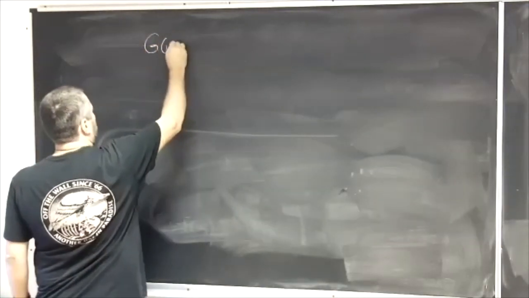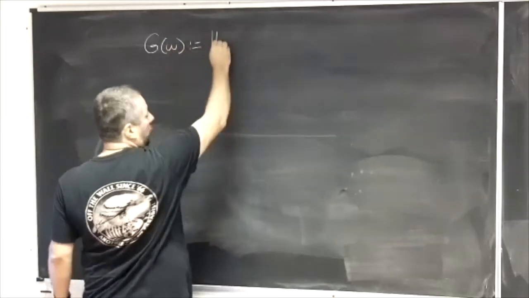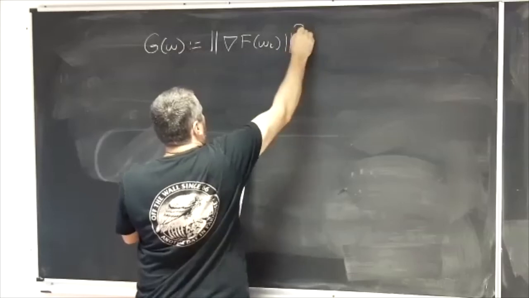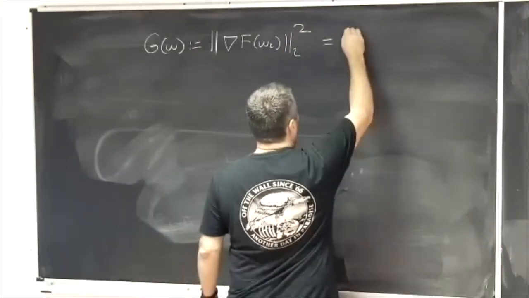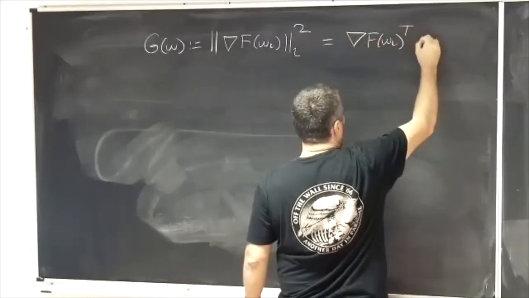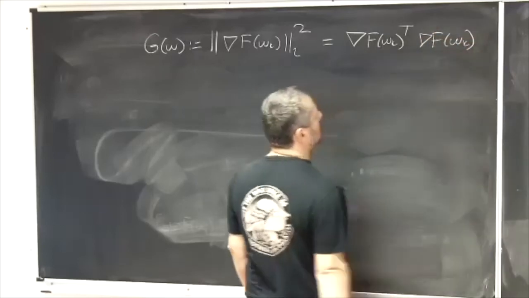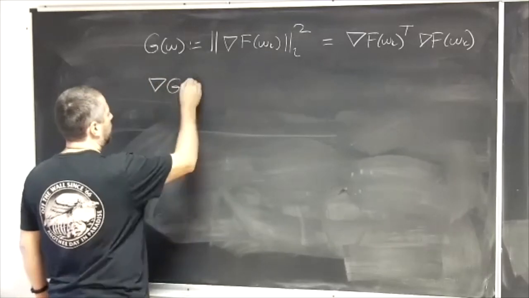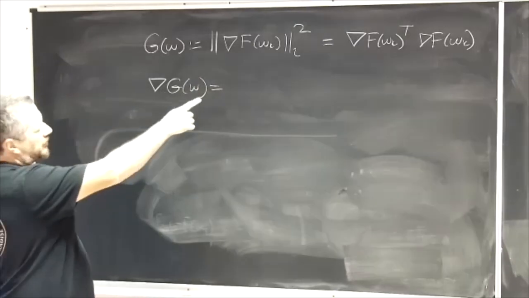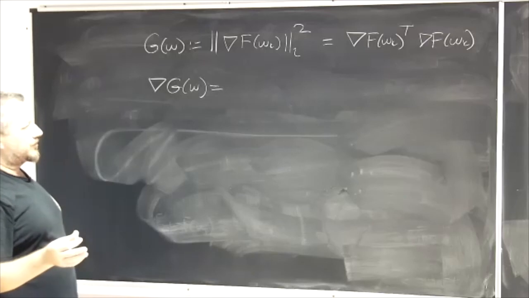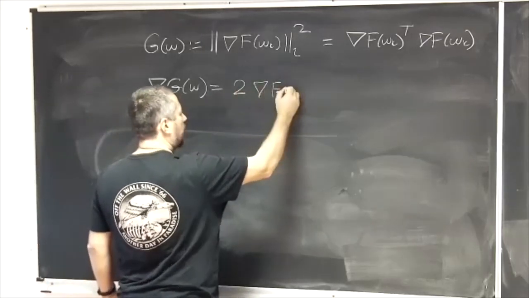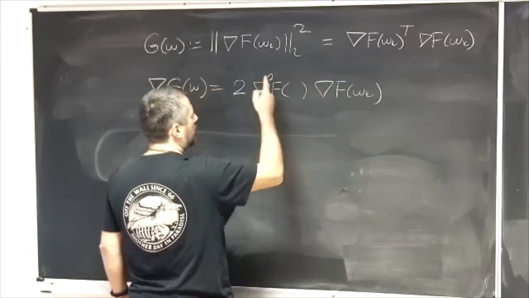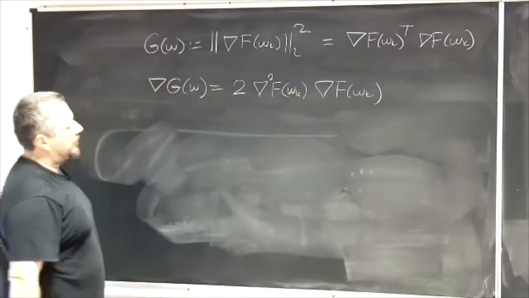So let's define this function g of omega. It's the map that we assume Lipschitz continuity of, the norm squared of the gradient. And of course, this is just the inner product of the gradient of f with itself. Then we can now calculate the gradient of g. If you know some vector calculus, it's just 2 times the Hessian, the second derivative of the objective function, times the gradient of f of omega k.